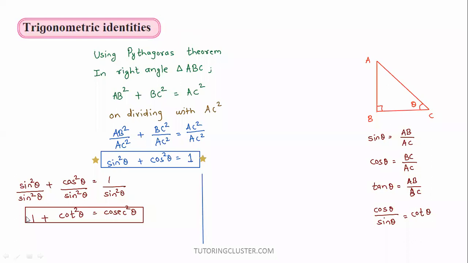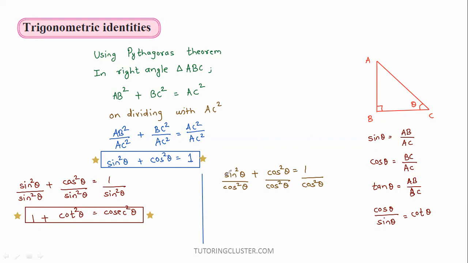Again I am putting a star mark here. These are very important. Now similar to this, let me divide each term with cos square theta. What is the basic trigonometric identity I am having? Sine square theta plus cos square theta is equal to 1. So divide each term with cos square theta. Yes, we can divide because we are dividing on both sides.